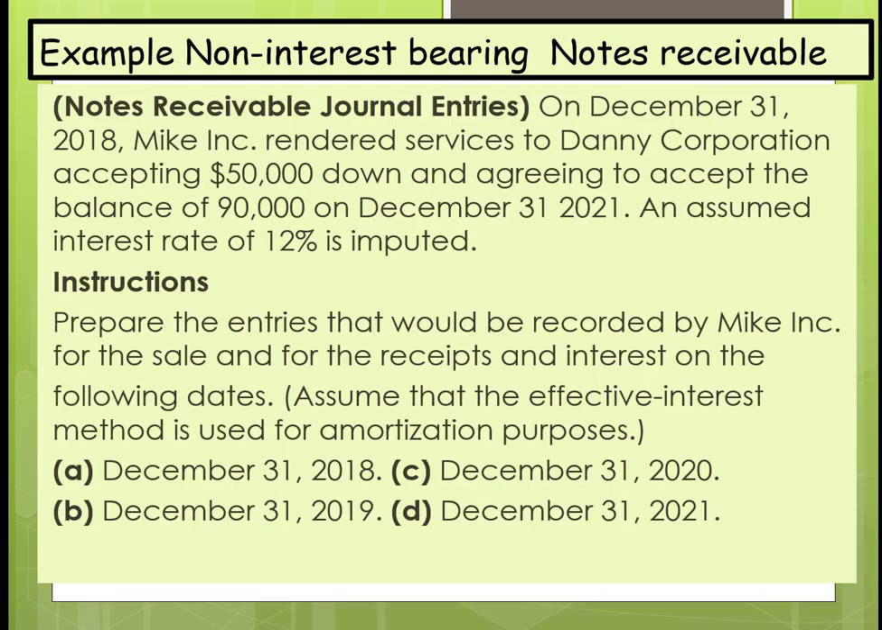Now what if we have a non-interest bearing notes receivable? So on December 31st, Mike renders services to Danny, accepting $50,000 down and agreeing to accept the balance of $90,000 at the end of 2021, which means we're going to have $90,000 in 3 years, an assumed imputed rate of 12%. So we're going to prepare the journal entries, and we're going to use the effective rate.